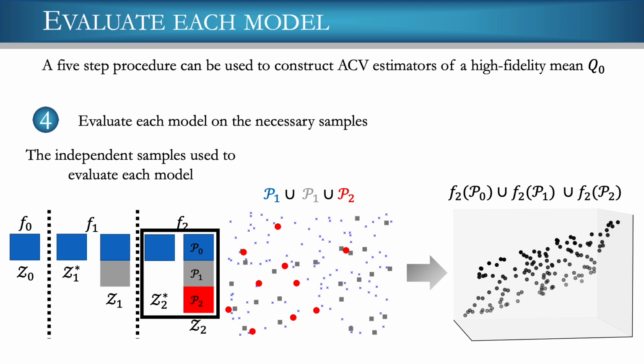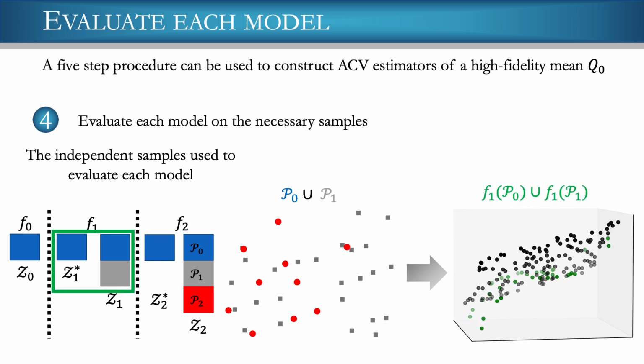The model F2 is evaluated at all of the samples in these 3 sets, yielding the evaluations shown in black in the far right. Similarly, model 1 is evaluated on the partitions P0 and P1, yielding the evaluations shown in green in the far right figure.